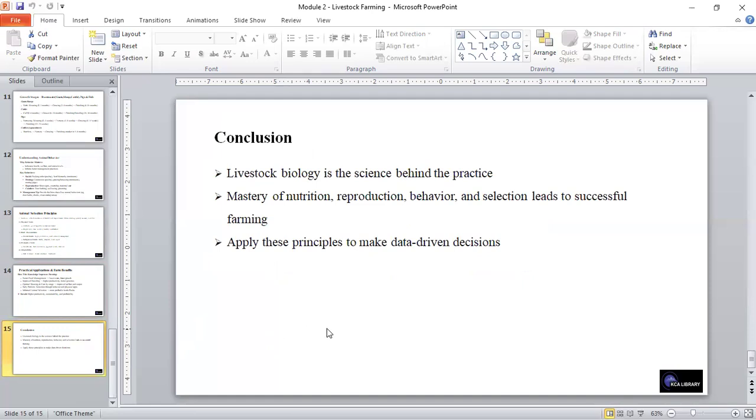In conclusion, livestock biology is the science behind the practice. So, mastery of nutrition, reproduction, behavior, and selection leads to successful farming. So, apply all these principles to make data-driven decisions.